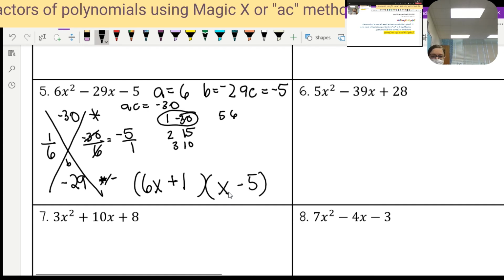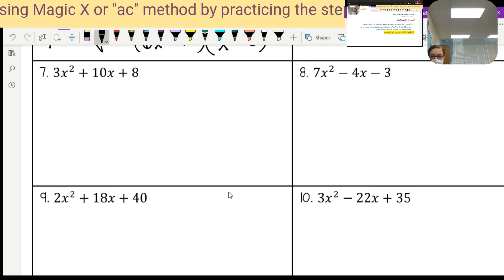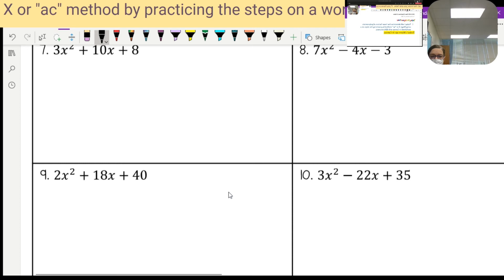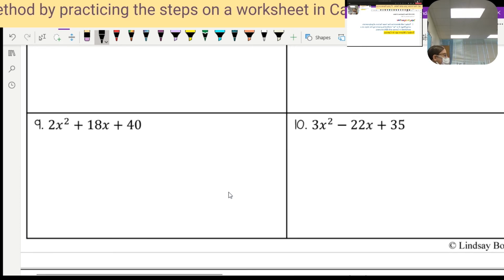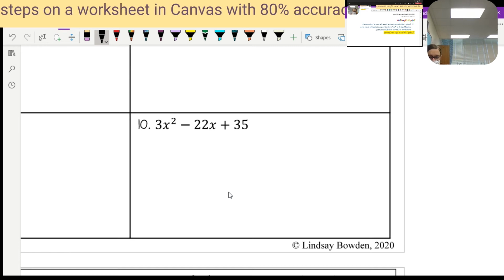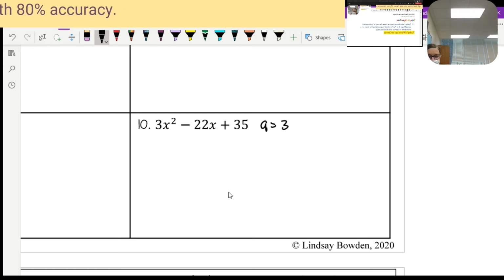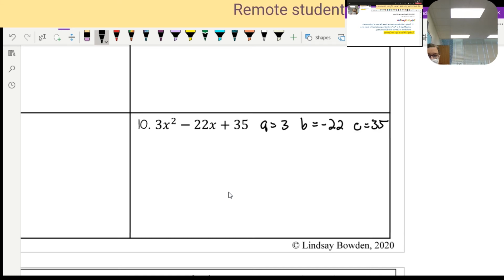Let's do another one. I'm assuming if I see that you're not looking at me anymore that you are ready to go. So let me know if you have more questions. So we have number 10. We have A equals 3, B equals -22, and C equals 35.